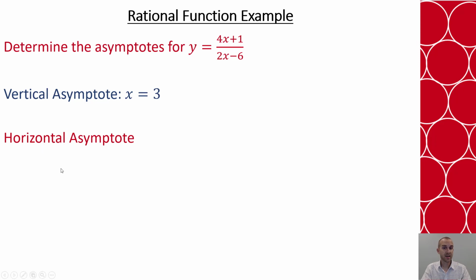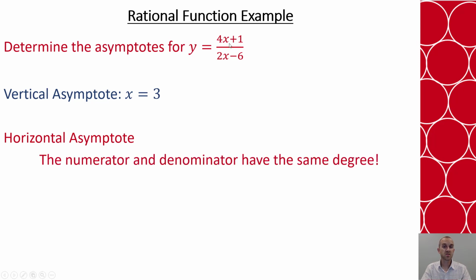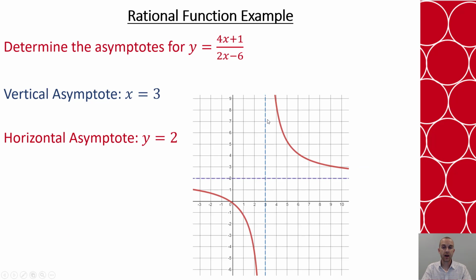Now let's look at the horizontal asymptote. For here, I'm looking at my leading coefficients and my variables. They both are first degree, so they have the same degree. So what I'm looking at then is that the horizontal asymptote is going to occur at the fraction of those two coefficients. So y equals a over b. My a value is 4. My b value is 2. So that's 4 halves, which is 2. And if I was to graph this, I would see that I get what looks like a hyperbola, and I'll have a vertical asymptote at 3 and a horizontal asymptote at y equals 2.